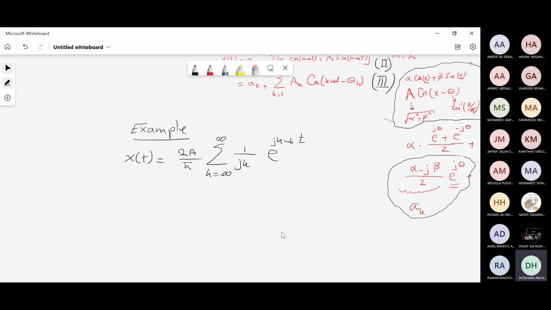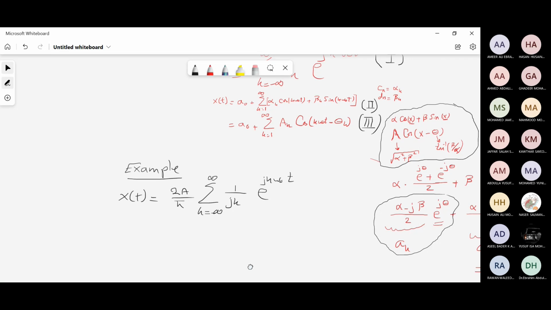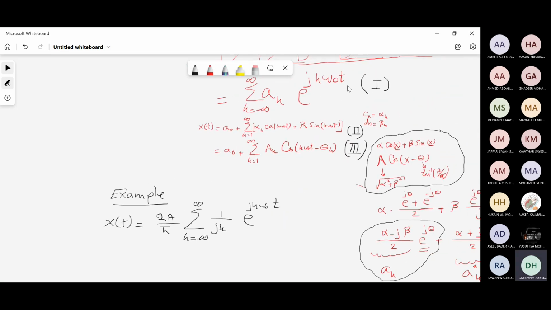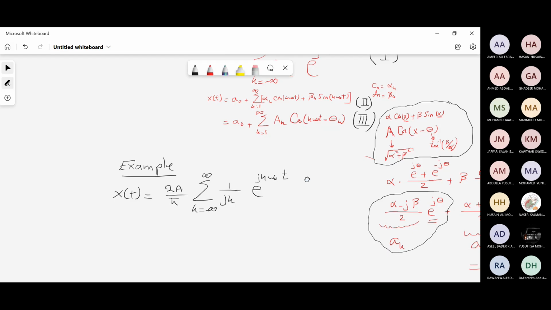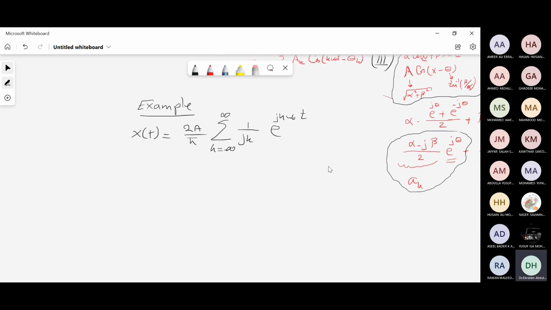Okay, which form is this one? Well, it is similar to form number 1, where ak, if you take this constant inside, multiplied by 1 over jk, you will get ak. So then this is form number 1, where ak equal to 2a divided by j k pi.